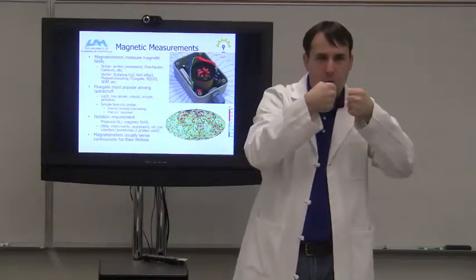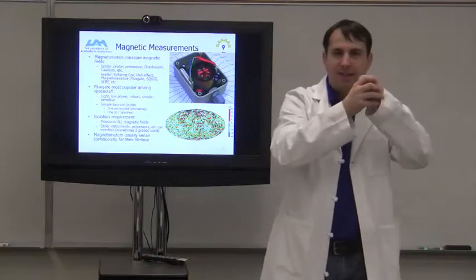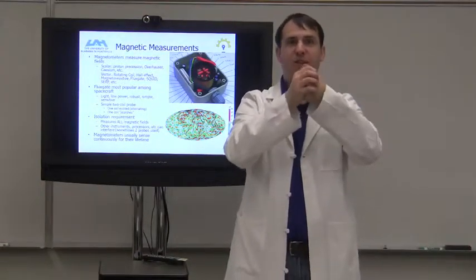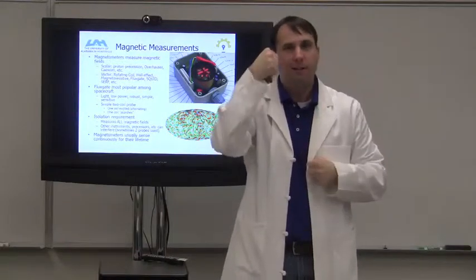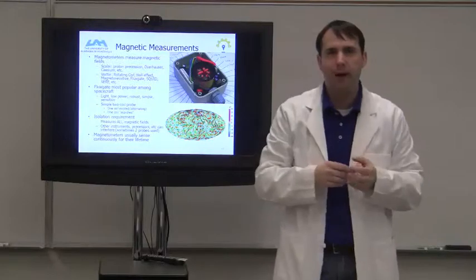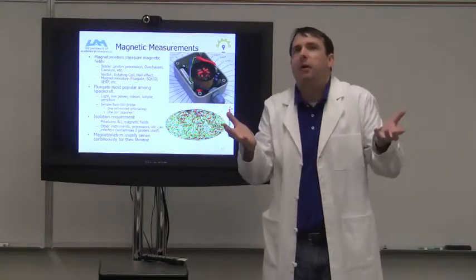And then when this guy senses another magnetic field, this magnetic field is perturbed, it changes. And this little sensor coil senses that change. It's complicated math and stuff like that, but it's basically how it works.